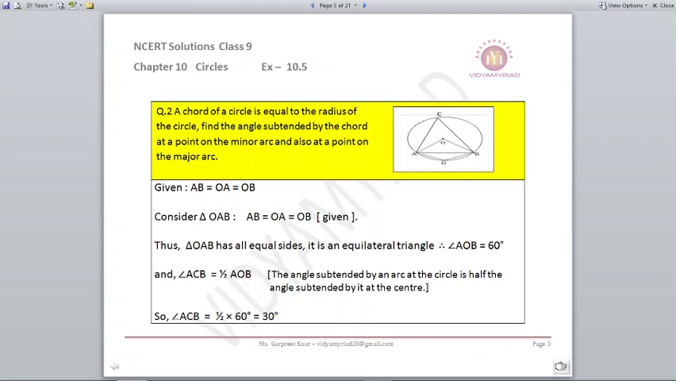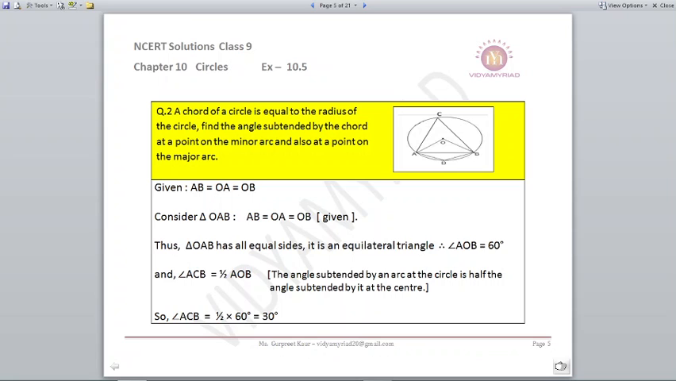Question number 2. A chord of a circle is equal to the radius of the circle. Now if you look at the figure, AB is a chord. They are saying it is equal to the radius of the circle. What is the radius? AO and OB form the radius, which means that AB will be equal to AO will be equal to OB. All the sides of the triangle OAB are equal. And when all the sides are equal, it means it is an equilateral triangle, and thus all the angles formed will be 60 degrees.